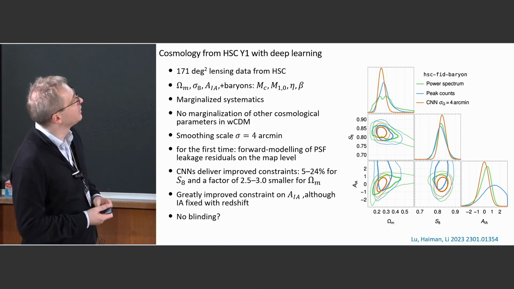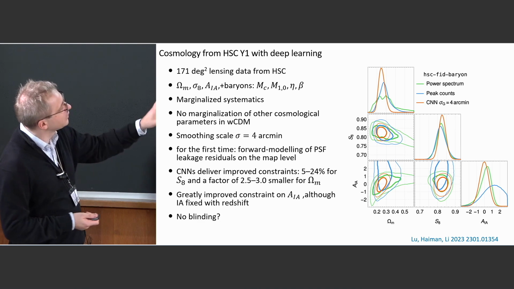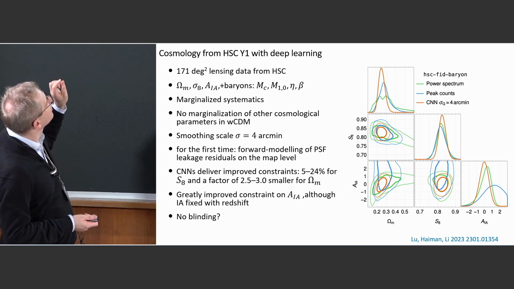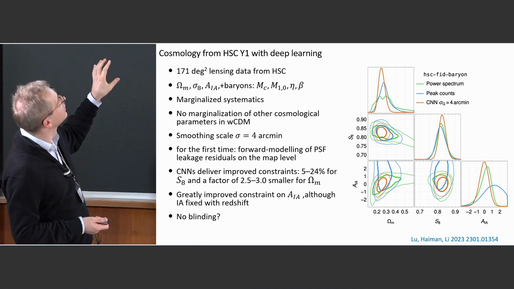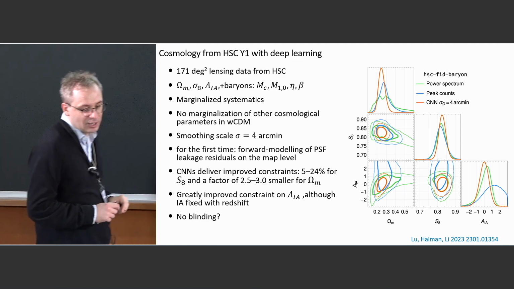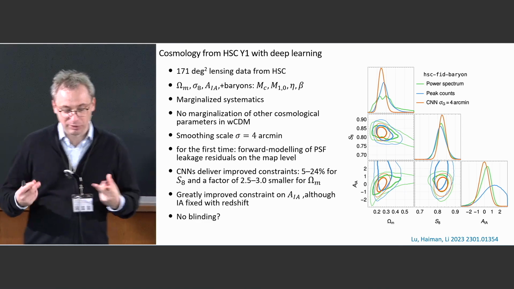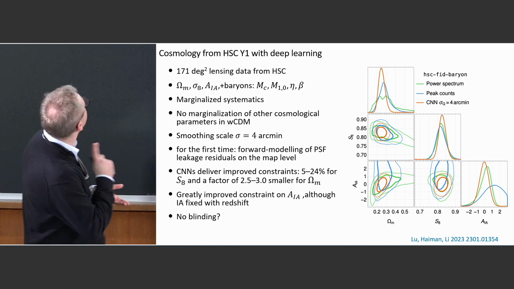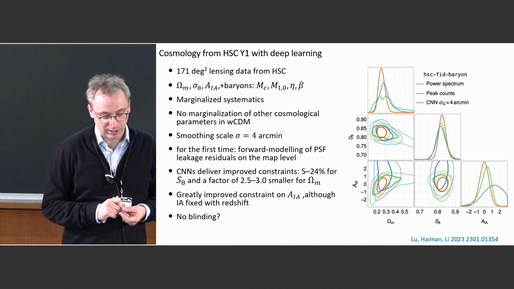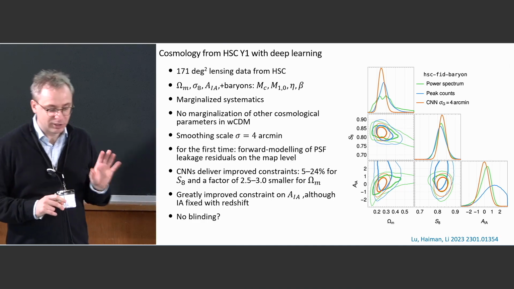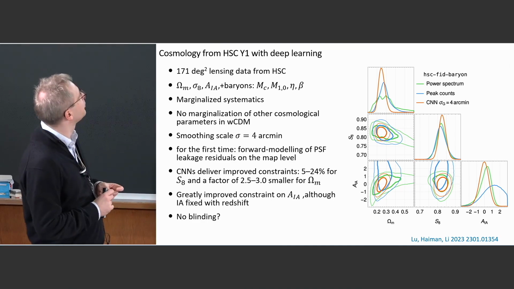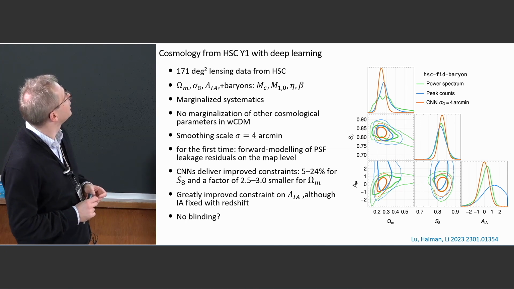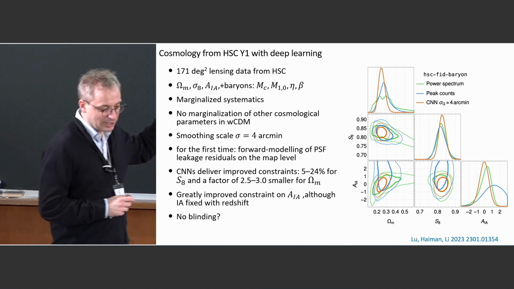Okay, and since then, this analysis of HSC Year 1 data was performed by the Columbia group again. And this is also relatively fresh, I think this year. And also a very impressive analysis, where they managed to marginalize over baryons, four parameters, systematics, and what, on the other hand, didn't manage to marginalize over other parameters. They used a pretty conservative but quite good smoothing scale of 4 arc minutes.